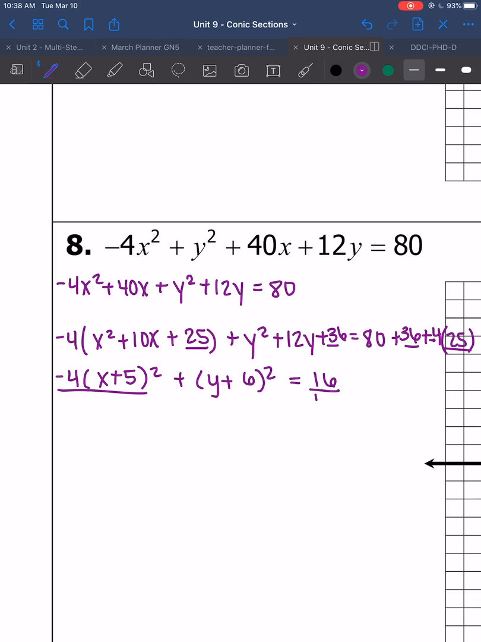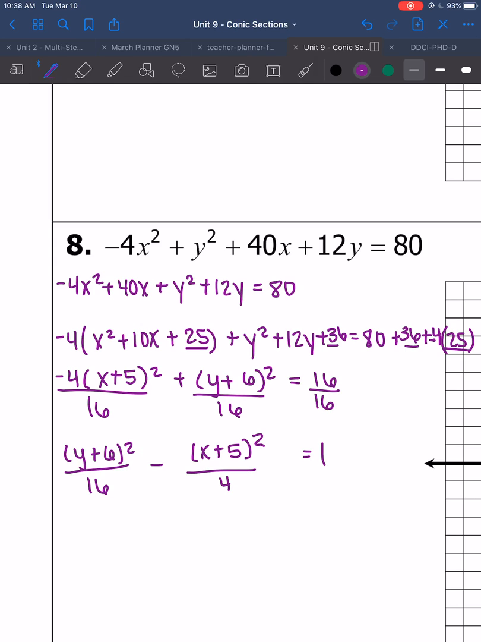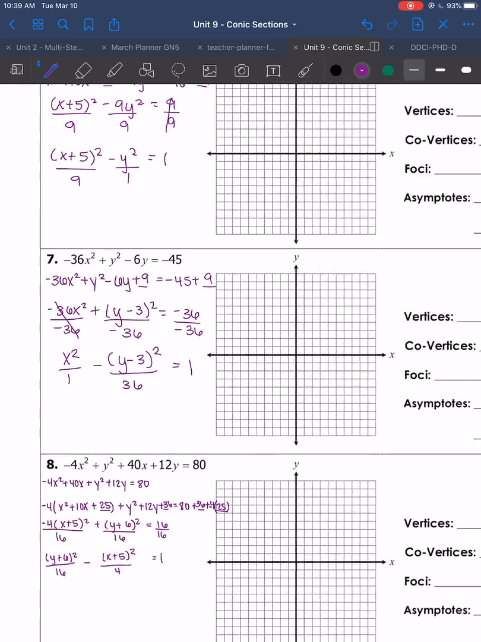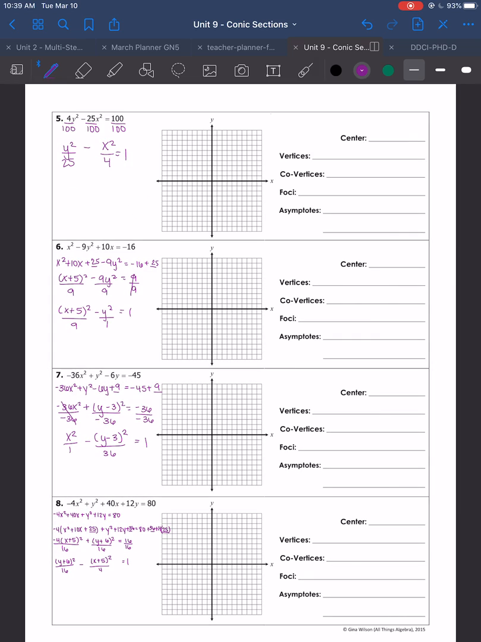So then I'm going to divide everything by 16. This is 1. That's easy. This becomes (y plus 6) squared over 16, and this becomes -(x plus 5) squared over 4, because I want it in standard form. So I switched the order because this one here is negative. So, all right. Now the rest of that is for you to find the center, vertices, co-vertices, all that fun stuff.